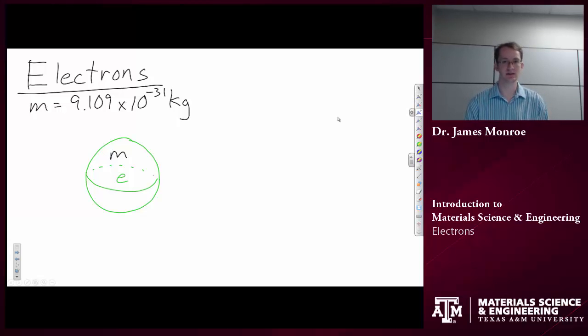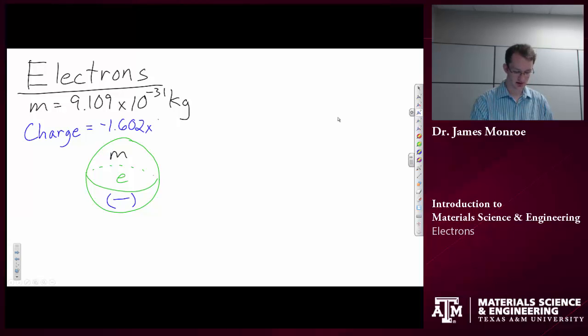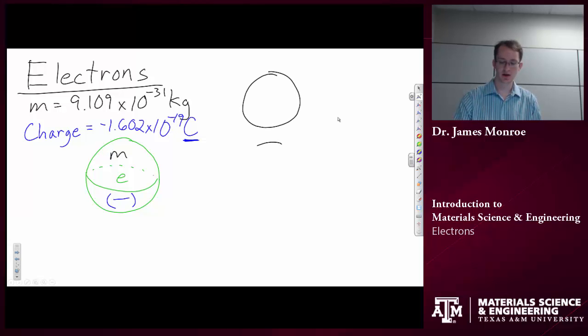Something else an electron has is charge. And the charge of an electron is negative, and the value of that charge is negative 1.602 times 10 to the negative 19th coulombs. Now, coulombs are important because it's actually coulombic forces that will allow this electron to interact with other particles that have different charges. There are many different types of entities that are charged, like ions.